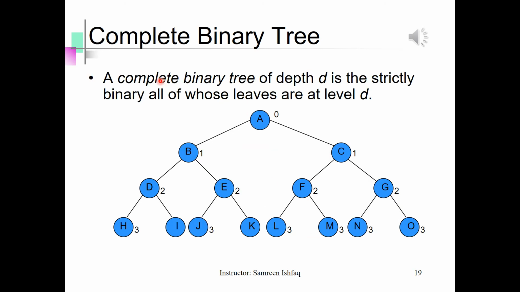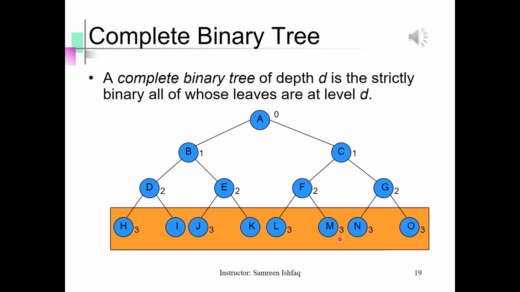There is another version of a binary tree, that is the complete binary tree. A binary tree that is a strictly binary tree and has all its leaf nodes at level D is called a complete binary tree. What is level D? Level D is the depth of a tree. What is the depth of the tree? The maximum level of a tree is the depth of the tree. In this tree, the maximum level is 3, in which all the leaf nodes are at level 3 or at level D. So this tree is a complete binary tree.